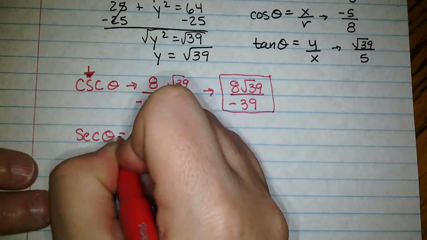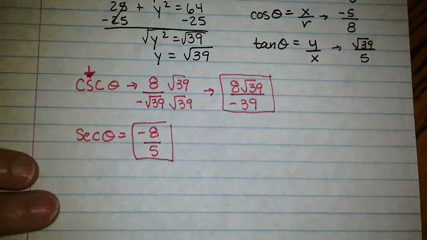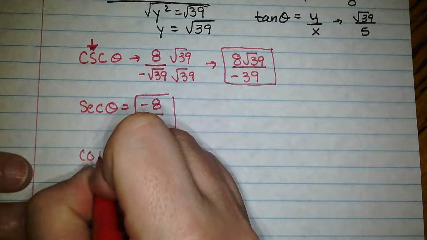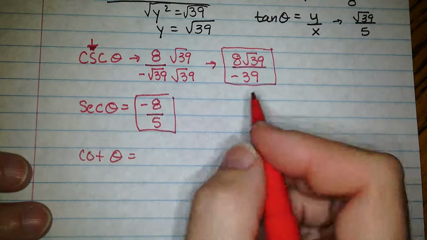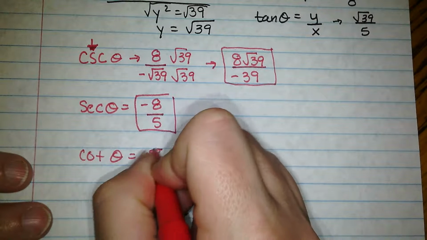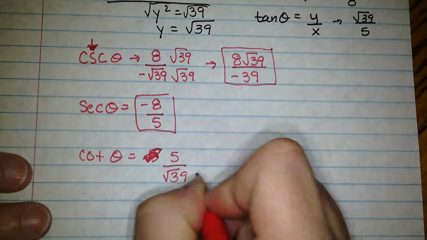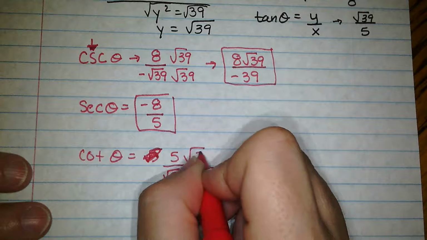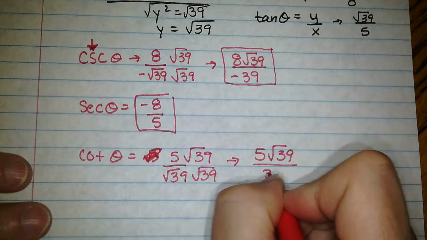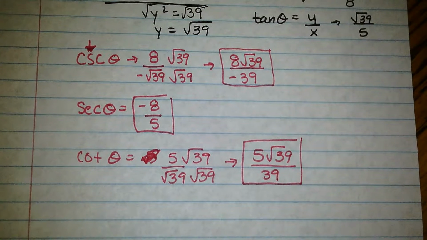Secant, we have. He gave us that one. And cotangent is our last one. We've got to take the tangent, which is radical 39 over 5, and flip it. And rationalize it. Final answer, positive 5 radical 39 over 39. Done. All right, good.